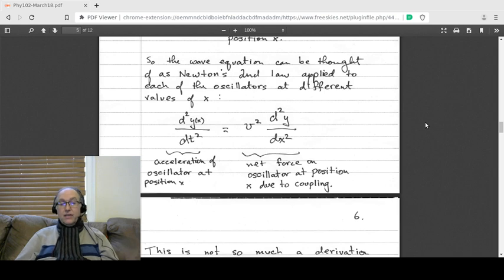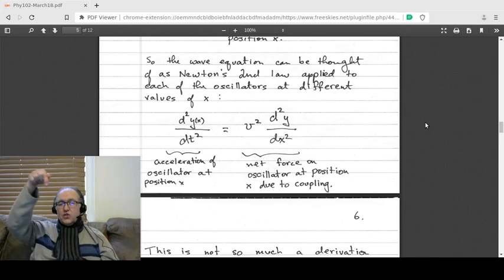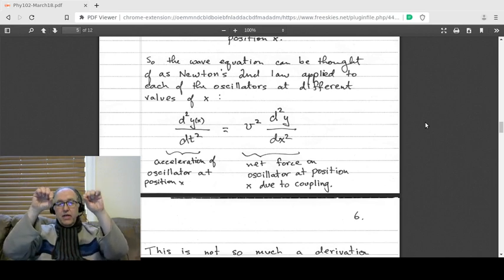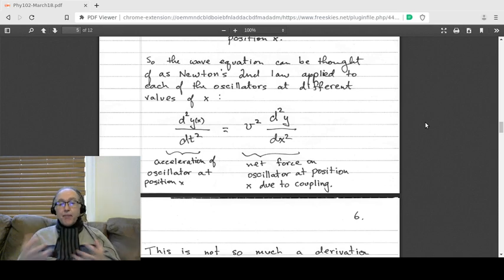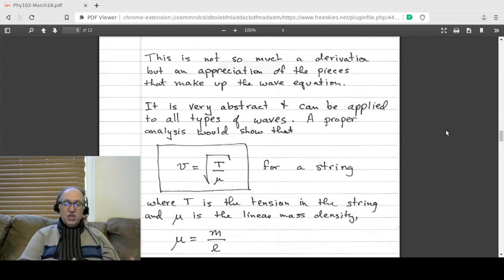But you could see that basically the wave equation is just Newton's second law, but it's Newton's second law applied to every single oscillator in the string, and each oscillator being coupled to its neighbor, so that if one oscillator moves, it exerts a force on its neighboring oscillator. And that coupling actually turns out to be the second order derivative, but with respect to x, not with respect to t. And so there it is. There's the wave equation. Not really a derivation, as I say in my notes. It's more like an appreciation of how that equation works.